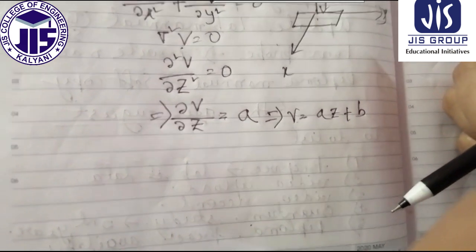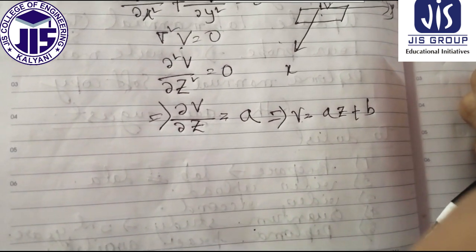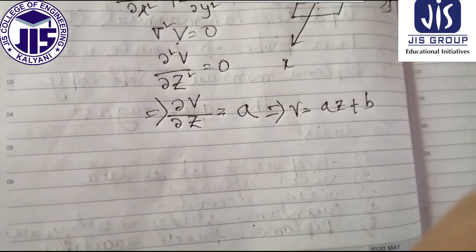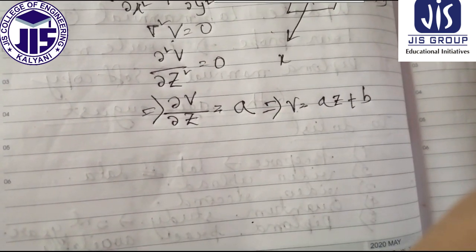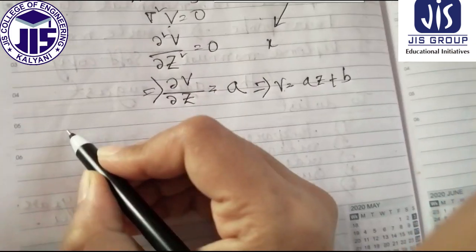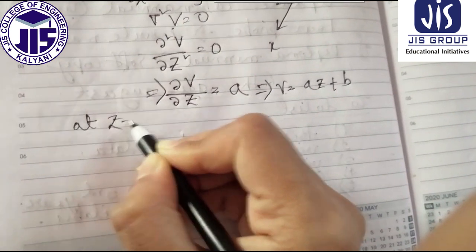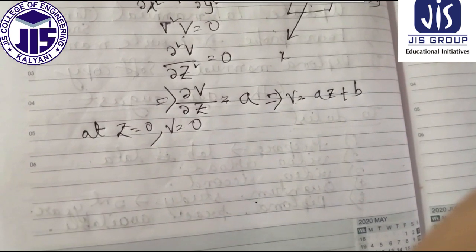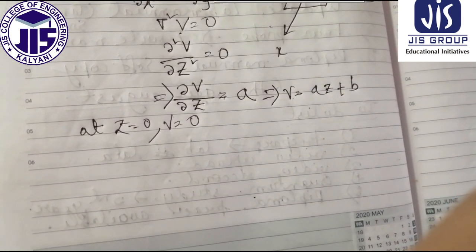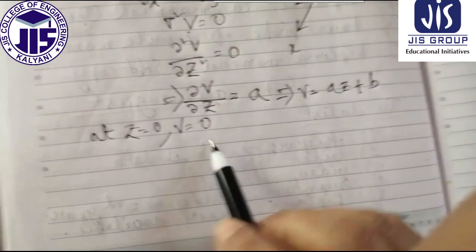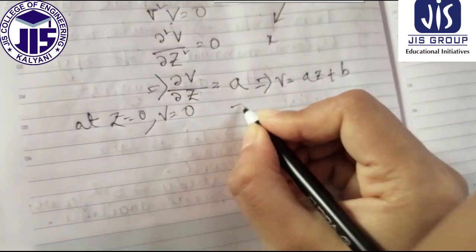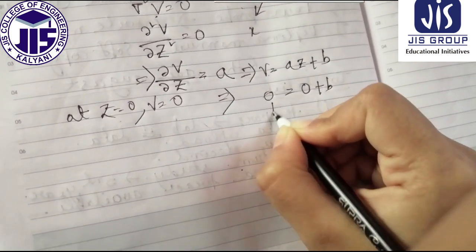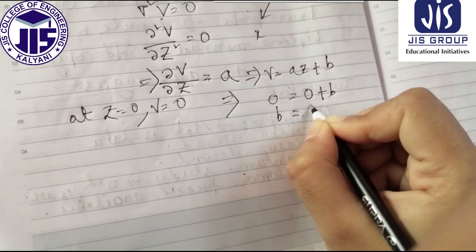Now next we have to solve it. To solve it, we have to put the boundary condition. Now what is the boundary condition? At z equal to 0, V equal to 0. Now if we put z equal to 0 here, V equal to 0 plus b. Finally we are getting b equal to 0.